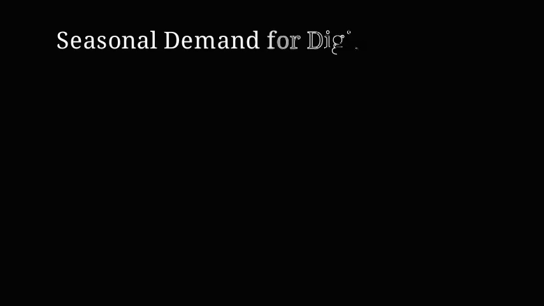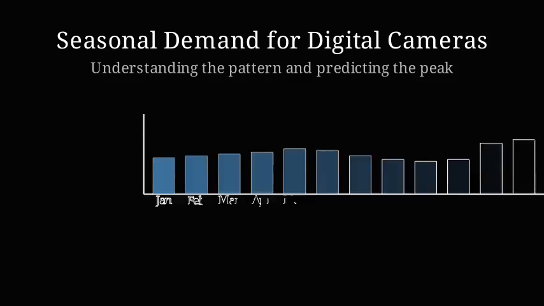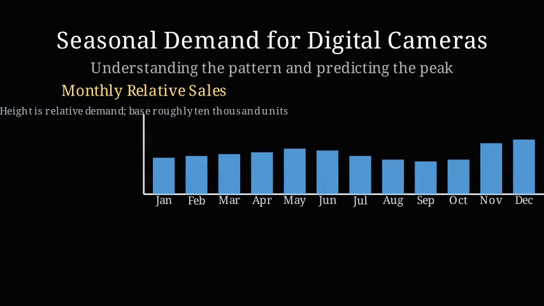We are going to explore how consumer purchases of digital cameras are seasonal and how we can understand that seasonality with a clear visual approach. Consumer purchases of digital cameras are seasonal, with a noticeable swing between summer slowdowns and late autumn holiday surges.